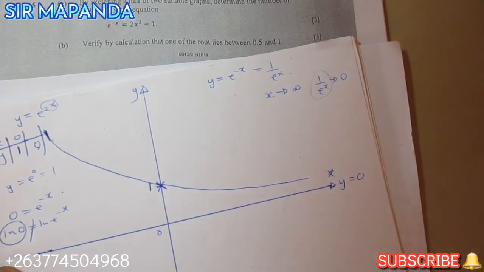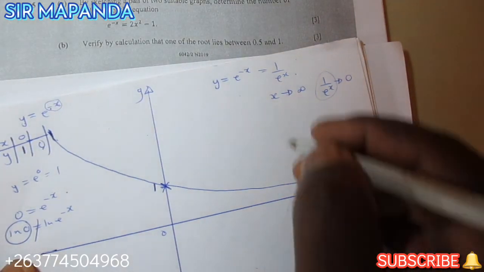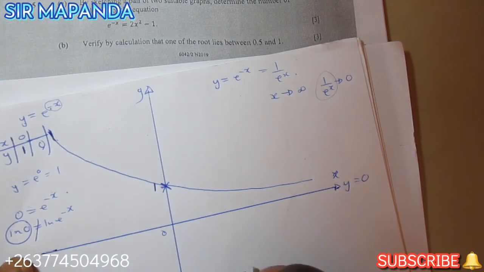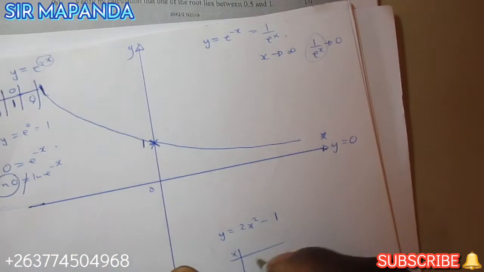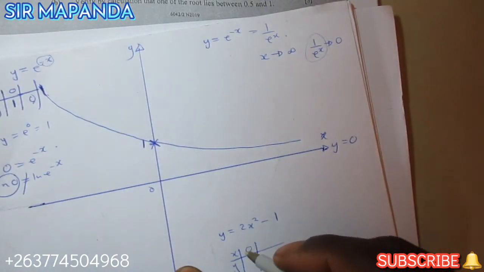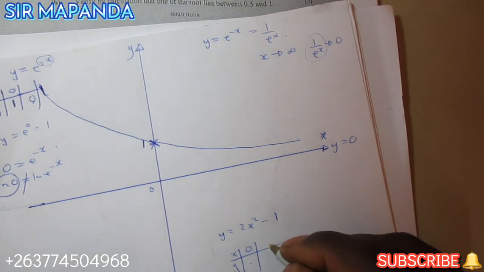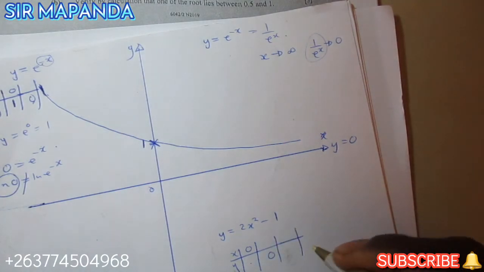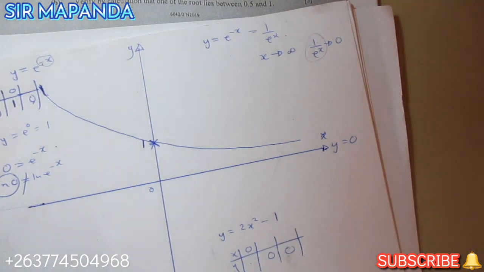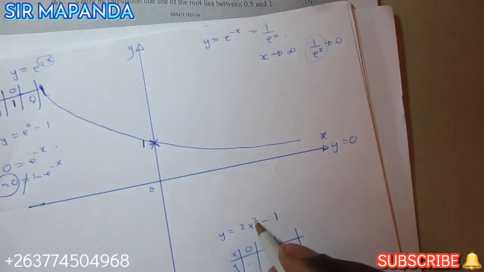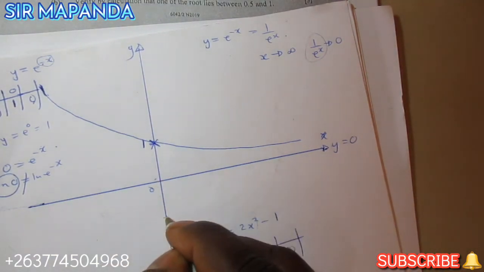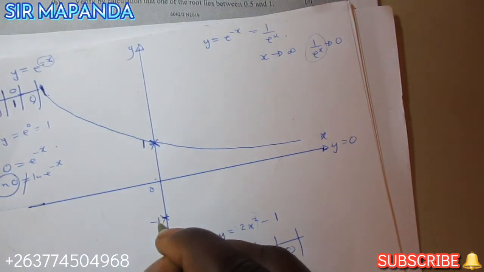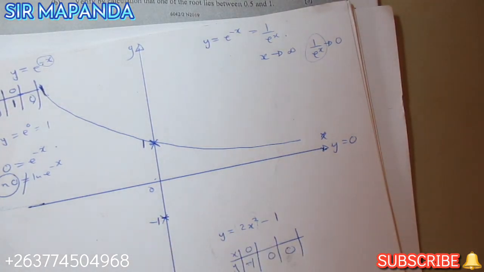Right. Then we need to sketch the quadratic graph. y is equals to 2x squared minus 1 is the value of y when x is 0. And what is the value of x when y is 0? So the value of y when x is 0, we put 0 on 2x squared, you get minus 1. So 0 and minus 1. This is our first point here. I hope you are following.